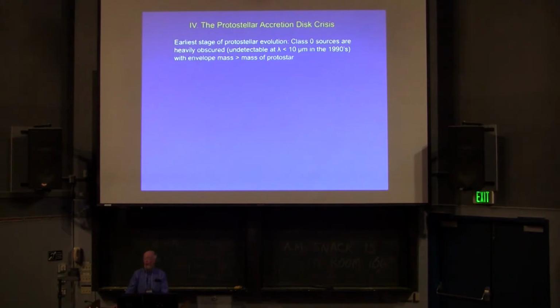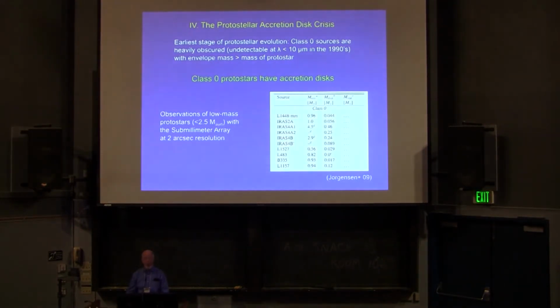They also now are typically defined as having an envelope mass which is larger than the mass of the protostar. So this is the earliest stage of protostellar evolution after you form the protostar. Eve yesterday talked about prestellar cores. That's before you even have the protostar formed. And the interesting thing is that class 0 protostars have accretion disks.